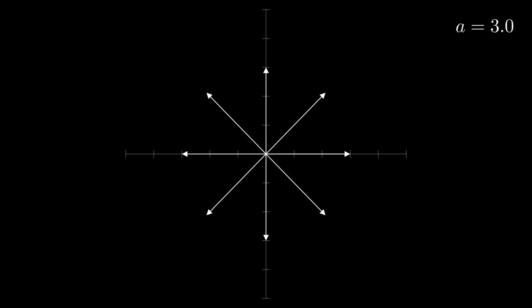Finally, we scale up even more to a factor of 3. Now the vectors are 3 times longer than when we started, but again, the direction of each one remains unchanged. This is the key idea behind vector scaling. We change the length or magnitude of the vector, but we leave its direction exactly the same.